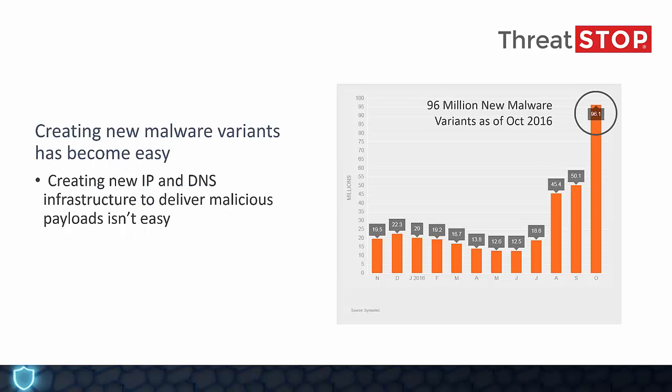Today's attackers are taking advantage of the fact that creating new malware is easy. By October of 2016, over 96 million new malware variants had been observed, making signature and heuristics-based detection all the more difficult. But while malware payloads can be easily disguised and changed to avoid detection, the domains and IP addresses used to deliver and control that malware cannot be disguised. They must be real and connectable for attacks to be successful.